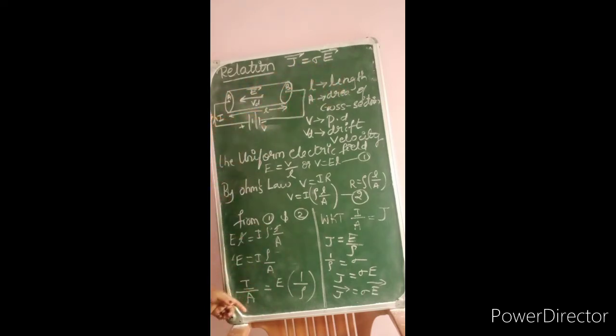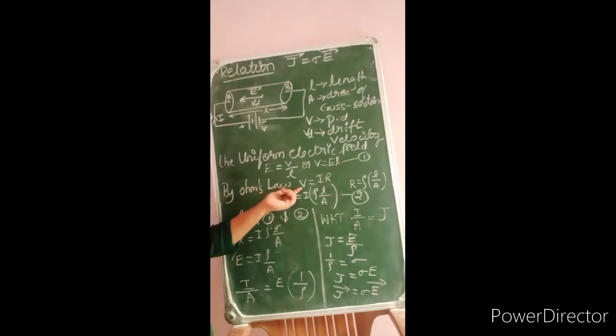This will be asked for 5 marks. You have to compulsorily draw the diagram for this expression. Let us consider L is the length of this conductor, A is the area of cross section, V is the potential difference, and Vd is the drift velocity. The uniform electric field is given by E is equal to V by L, or V is equal to E into L. Take this as equation number 1.